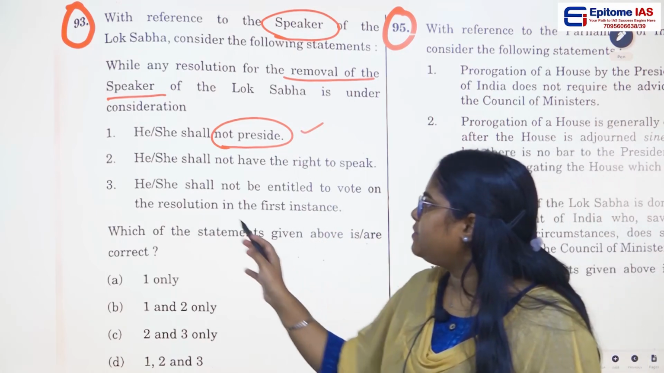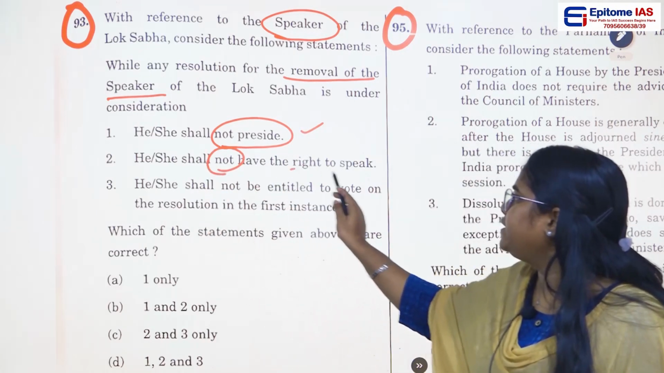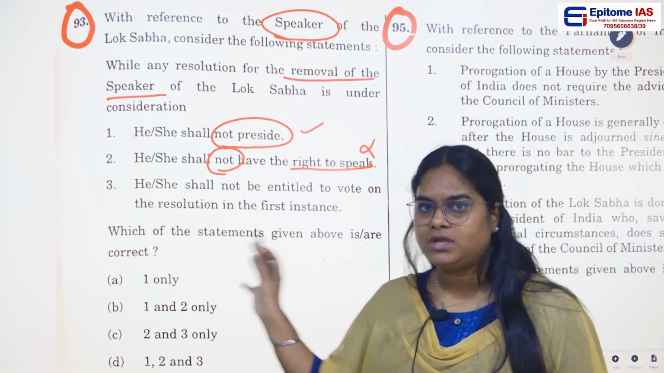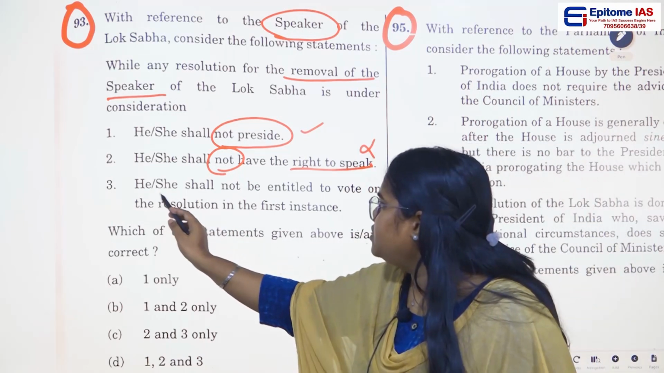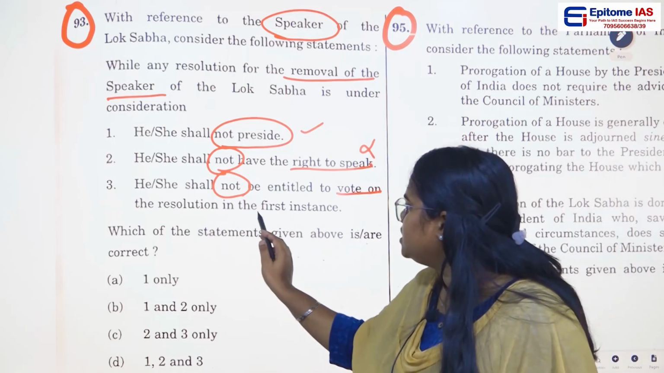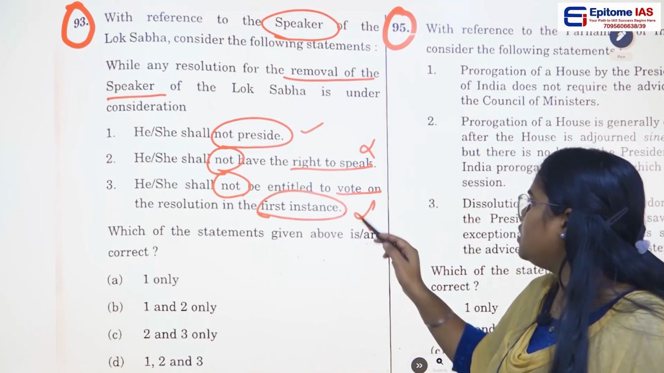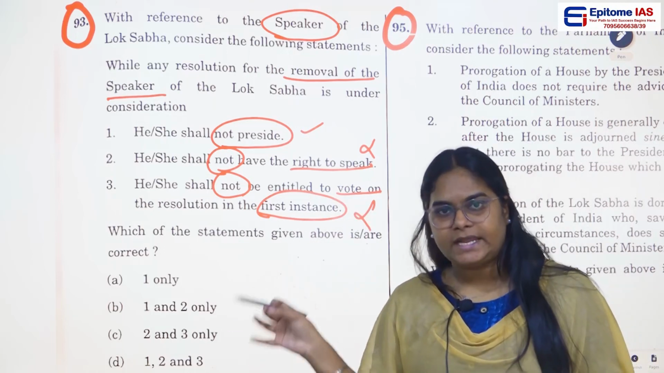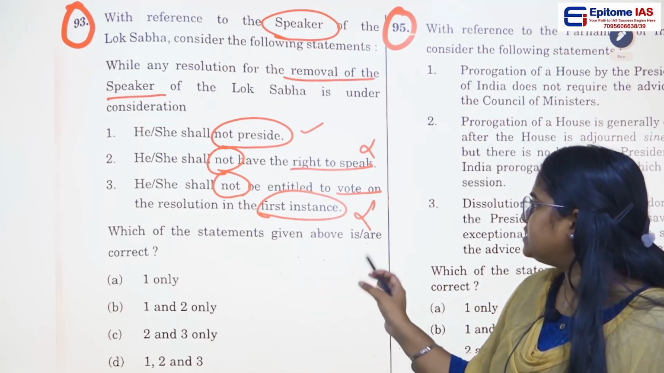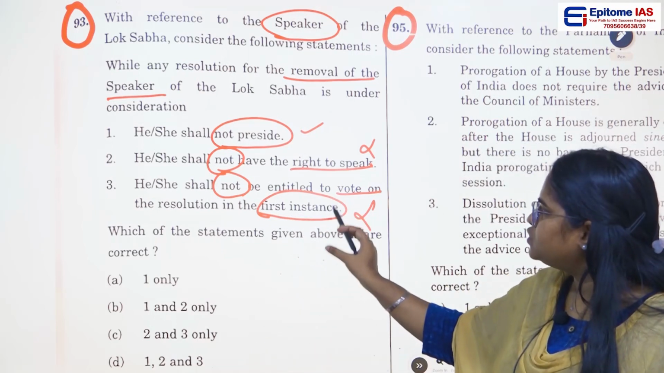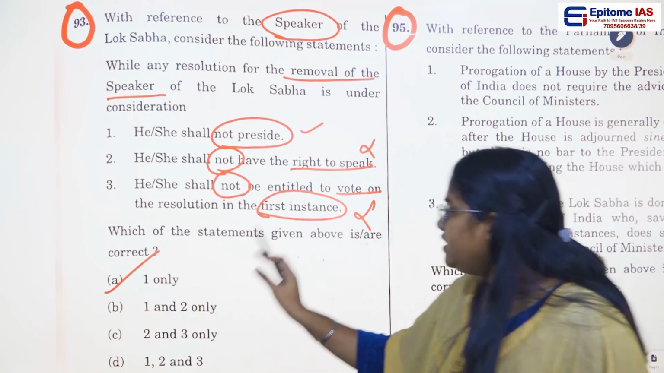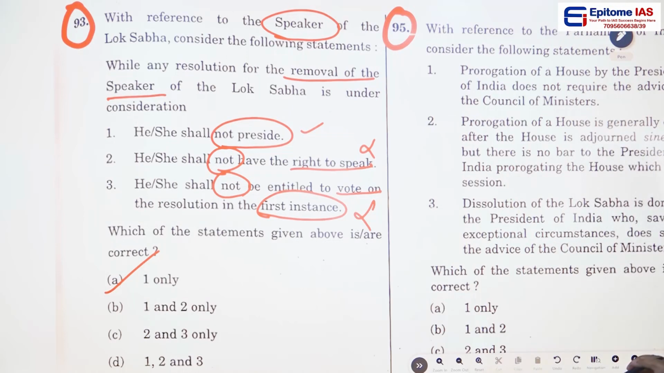And if you see the second statement, he shall not have the right to speak. No, he has the right to speak, but he can't preside over that particular session. Then, he or she shall not be entitled to vote on the resolution in the first instance. No, this is wrong, because he is entitled to vote in the first instance. So this particular statement is also wrong. So what is the correct answer? The correct answer is only 1. Option A is the correct answer.